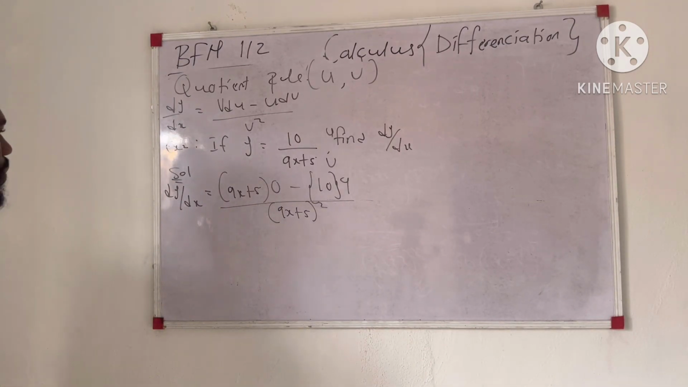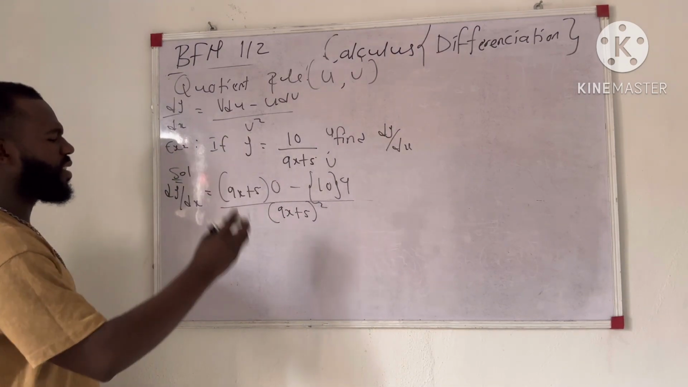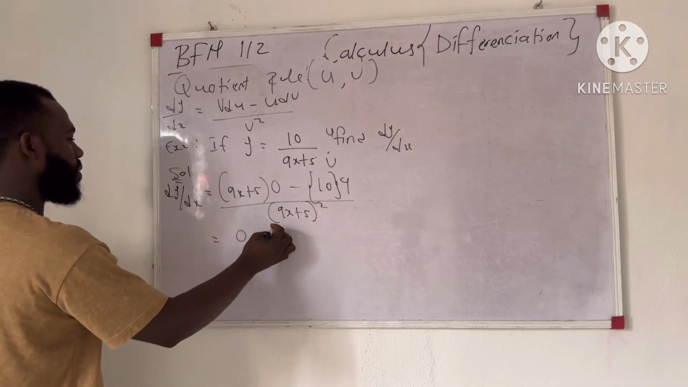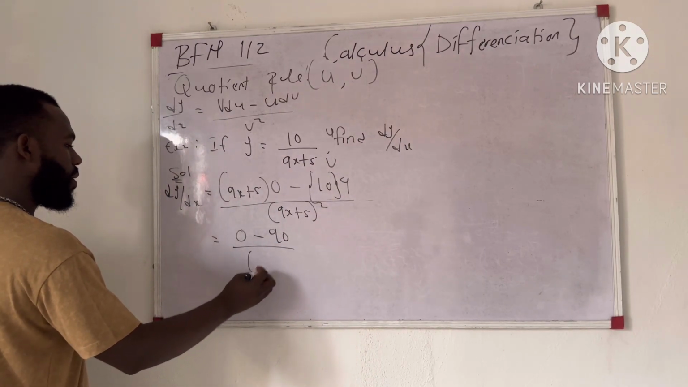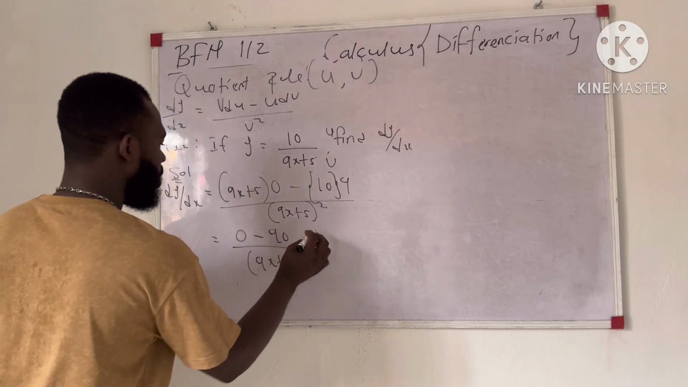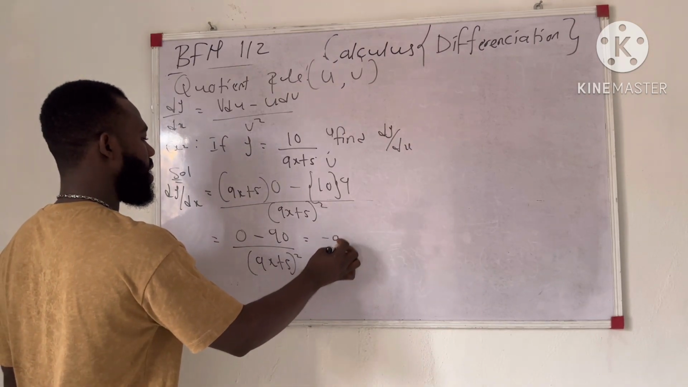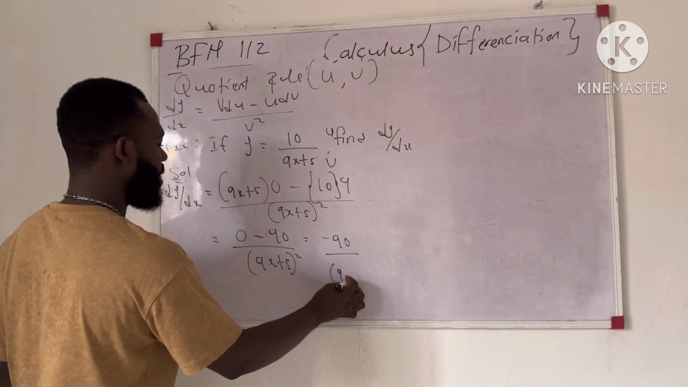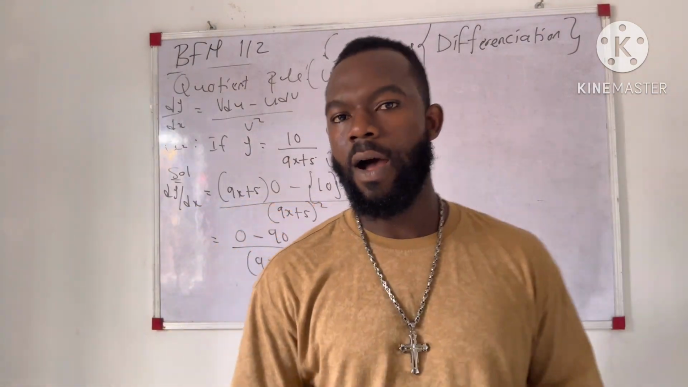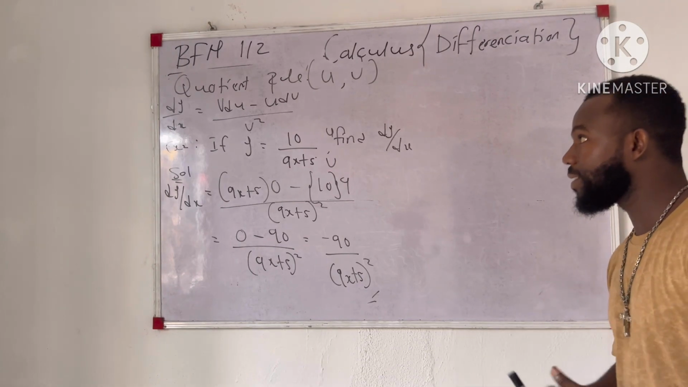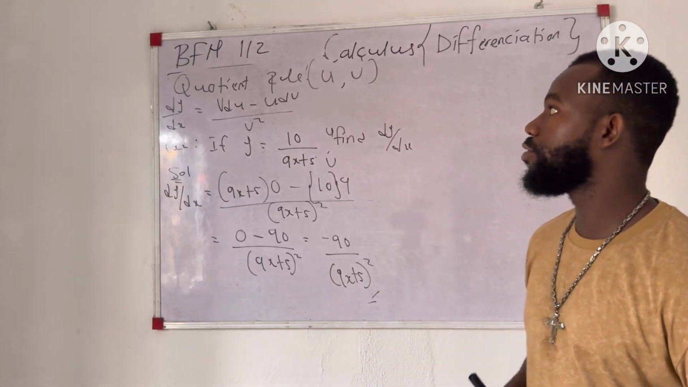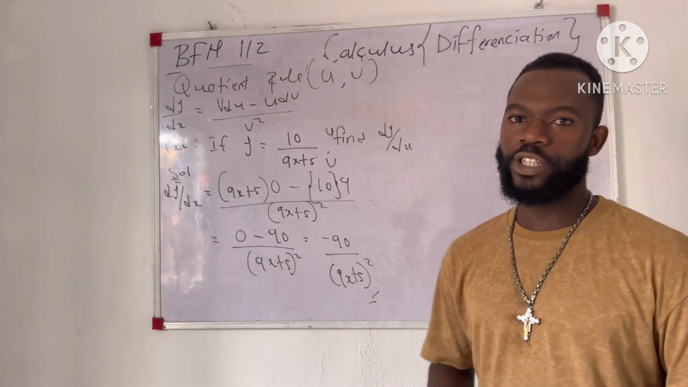Alright. So now let's open the bracket. Here it becomes 0 times everything here gives us 0. Minus 9 times 10 gives us what? 90 all over 9x plus 5 raised to the power of 2. So now what do we do? 0 minus 90 gives us minus 90 over 9x plus 5 raised to the power of 2. That becomes our answer. So class, you see, this is how you can simply apply chain rule, product rule, and quotient rule in solving differential calculus.